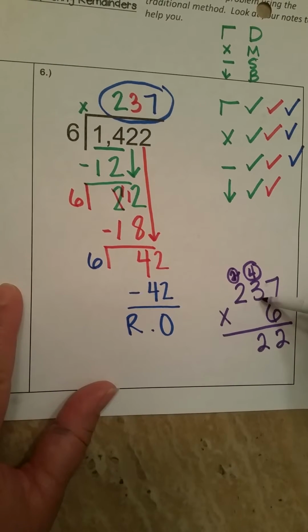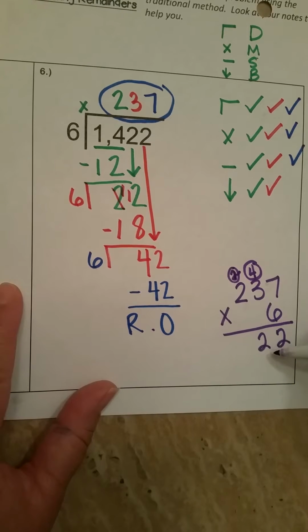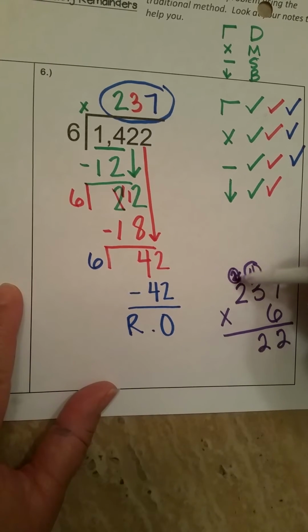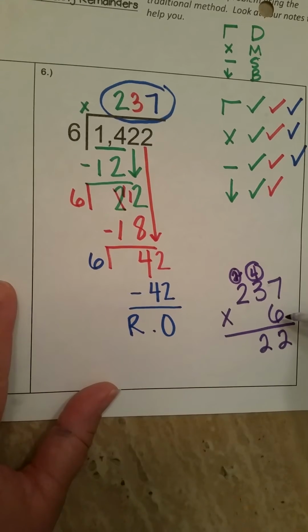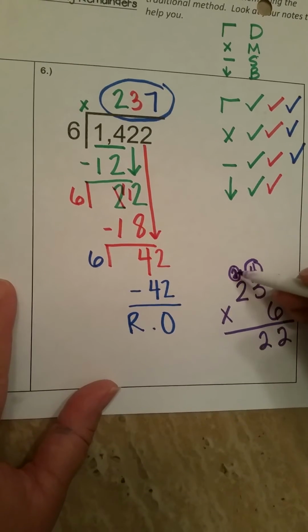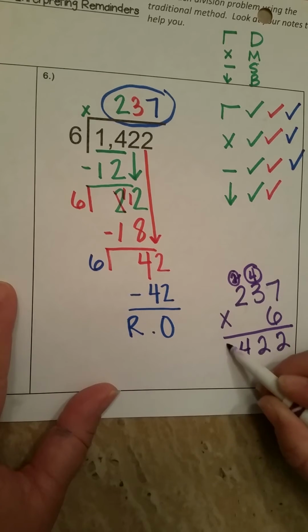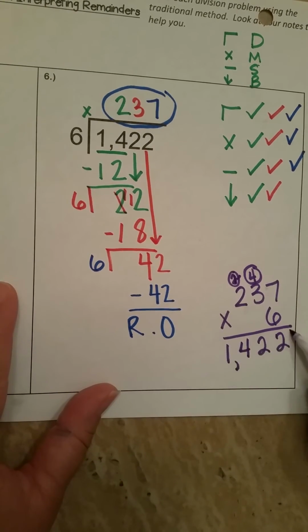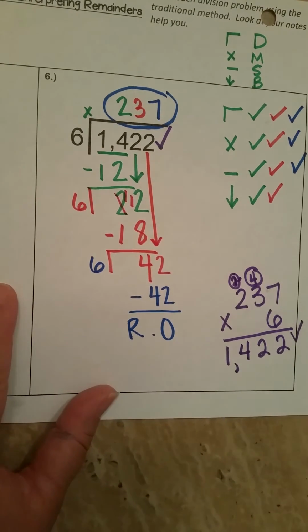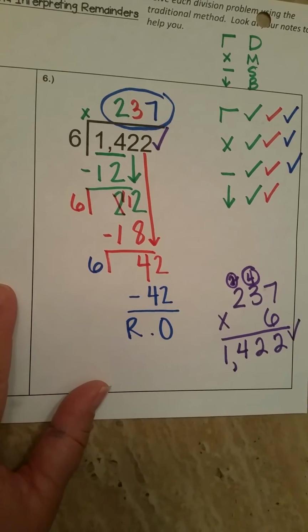So, 6 times 3 was 18 plus 4 makes 22. So, 2 down. Actually, carry your 2. And then, you've got 6 times 2 is 12 plus 2 more would be 14. So that checks. 1,422 is the same as what we started with to begin with, so we are right.